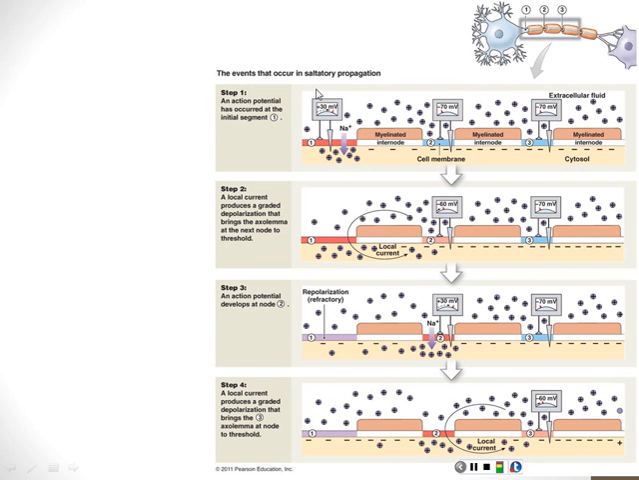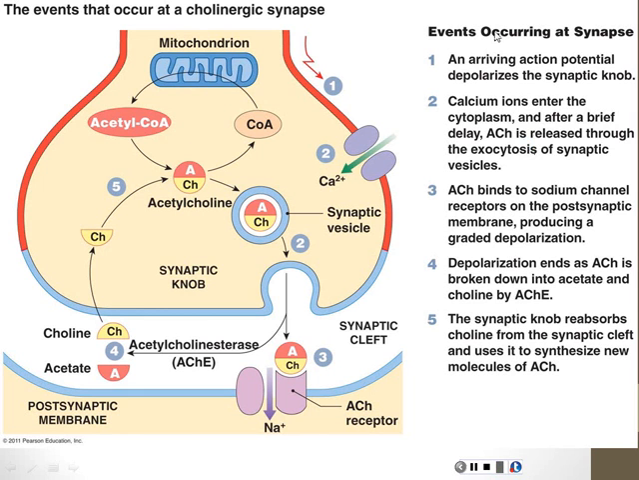So saltatory means leaping. Essentially, the action potential leaps from one node to the next until it gets all the way to the end, at the axons at the end. So this is much faster. But the process is still the same. Sodium enters and depolarizes the downstream membrane, which triggers more sodium to enter, which depolarizes the next downstream membrane. So we have those two forms of action potential propagation.